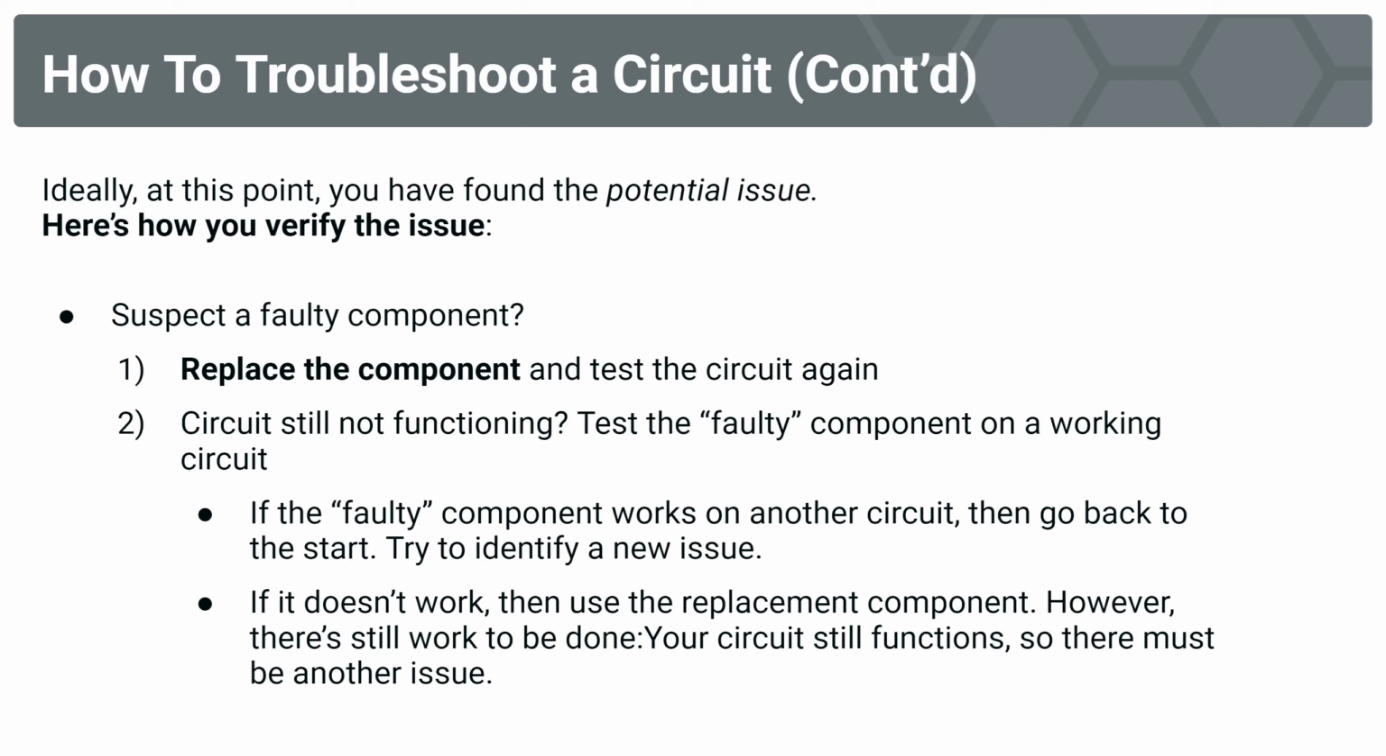Now, if the suspected faulty component doesn't work on the other circuit, then you should be relatively confident that that component is actually broken, and you should use the replacement component. However, there's still work to be done. You got to this point in the instructions because the circuit still doesn't work, but you did find that the component was also faulty. This indicates that you have more than one issue. So go back to these steps on how to find potential issues, and hopefully you will uncover another one there.